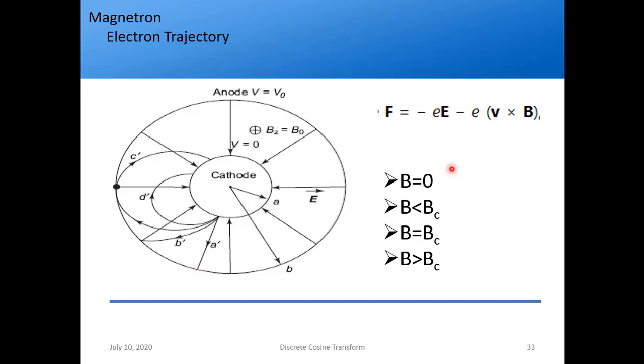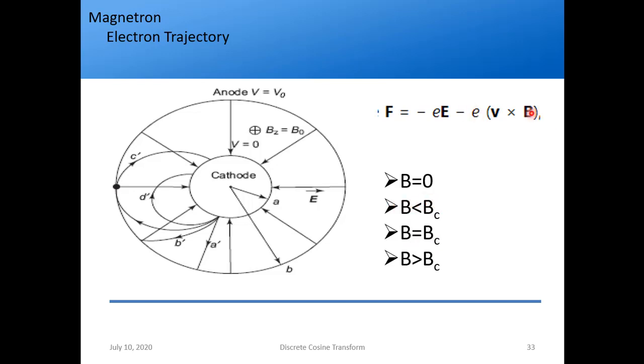So this is the first case for B corresponding to 0. Now let's take the second case of electron B. Now let's say there is a magnetic field, but it is less than the critical magnetic field. Now what is the critical magnetic field? We'll see in some time when we come here. So let's assume that the magnetic field is less than the critical magnetic field.